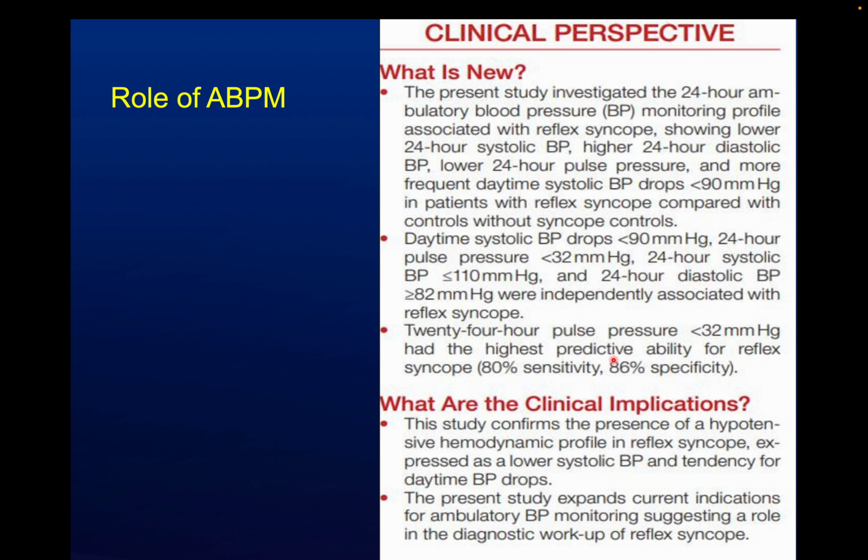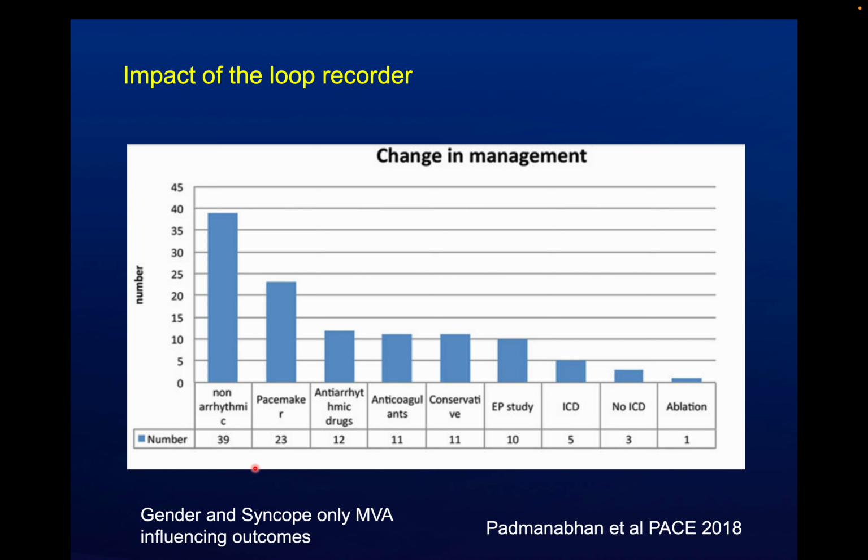Loop recorders remain a very important investigation in our armamentarium for these patients, and syncope remains the only reason where outcomes of the ILR based monitoring of the patient can be influenced. It can help us once all routine tests are done with change in management, namely to say whether it is a non-arrhythmic cause of syncope or a pacemaker cause of syncope. This remains very important in aiding us in clinical decision making.